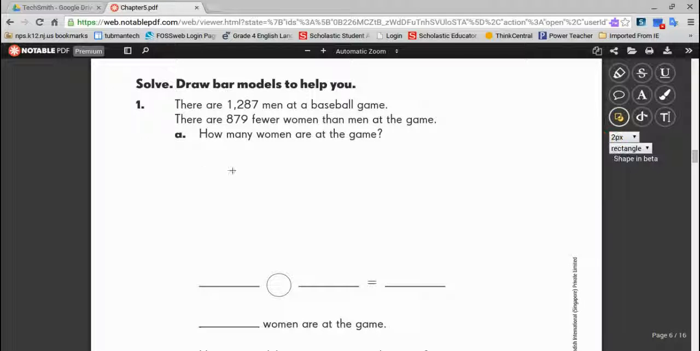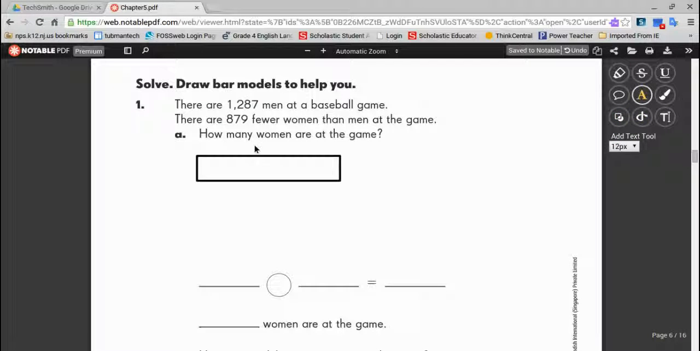Alright, so let's take that one sentence at a time. Let's make our bar model and let's put our number in, 1,287. And this bar model stands for how many men. So I'm going to put an M for men. Okay, so here's my first bar model for my men. There's 1,287 men at a baseball game.